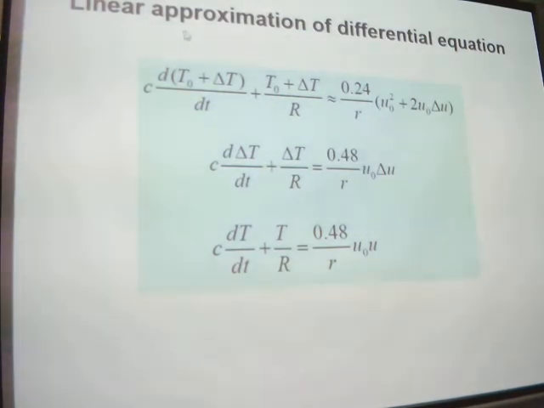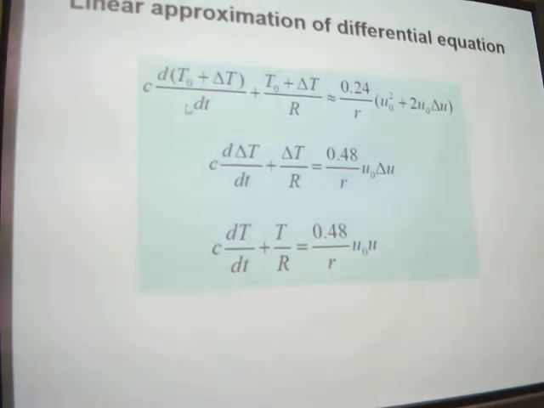Now, linear approximation of a differential equation we can see here. Now, here is the differential of t0 plus delta t to dt, and plus this t0 plus delta t to r equal to 0.24. We can see how to make this equation simplify. Now, make this simplify like this.